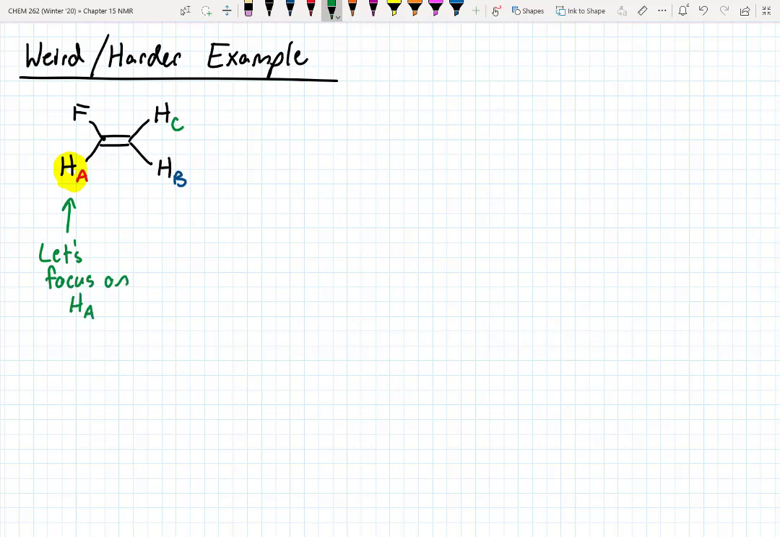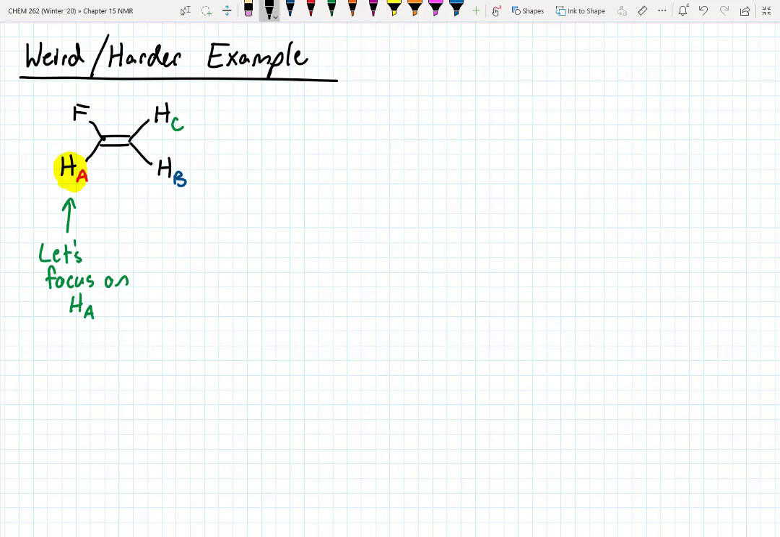All right, if we look at HA, a lot of students will say, well, HA has two different three-bond neighbors, shouldn't it be split as a triplet? Kind of not. There's more to the story. It would be considered a triplet if HB and HC were the same protons, but in this case, they're very, very different protons because one is cis to the fluorine and one is trans to the fluorine. So I'll show you what happens in this situation.